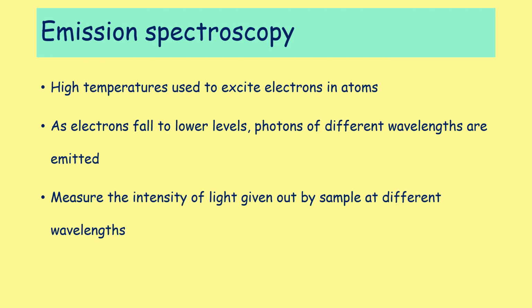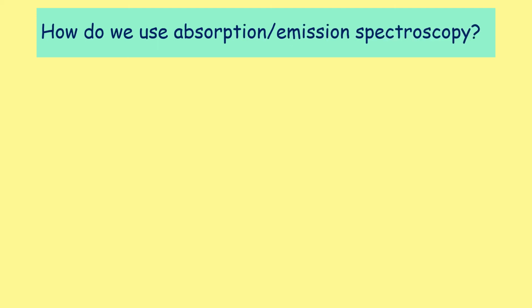Emission spectroscopy is a bit different. In emission spectroscopy, you don't give the sample any light to start with. What you do is you heat up the atoms so that they get to high temperature, and that high temperature energy excites the electrons to higher energy levels. As they fall down to lower energy levels, they release photons of different wavelengths. And what happens in this is that you measure the intensity of the light given off by the sample at different wavelengths, and that's the emission spectroscopy.